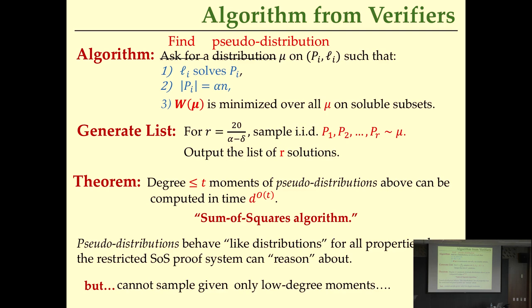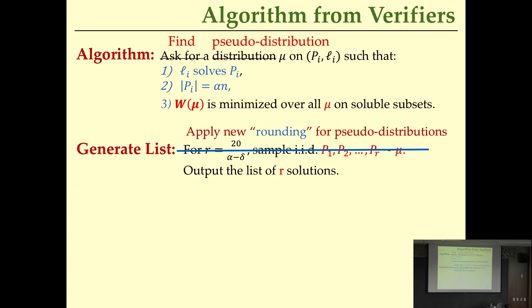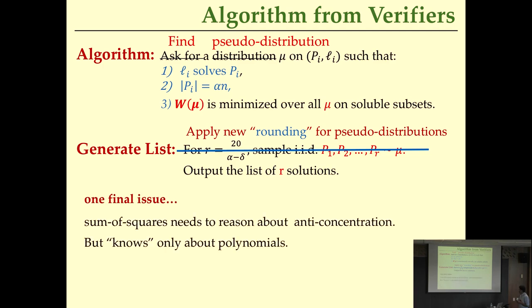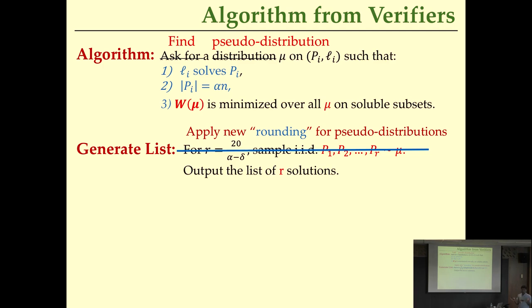right? Let's say I forgot about pseudo distributions. I just gave you degree up to t moments of the distribution that satisfies the constraints that we wanted. This is still a new question. We kind of did not answer it. And the part that breaks is that we can't repeat this sampling step, because how do we sample if I only know low degree moments of a distribution? So we are going to simulate it somehow. And there is some rounding that you need to do. It's some interesting new rounding that I'm not going to tell you about. But you can do it. So you can replace this generate list step by something else that plays with the low degree moments. And it works for distributions. And then it also works for pseudo distributions. That's all I'm going to say about that.